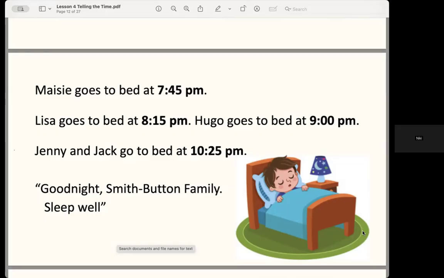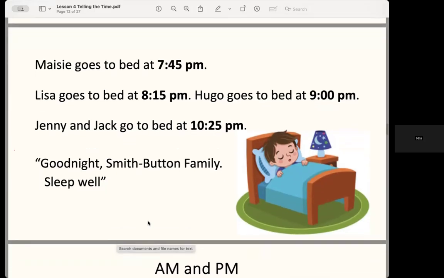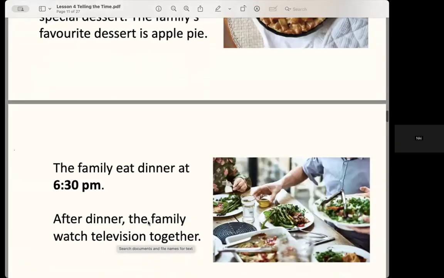Okay, that was really nice reading. The way I would do that last little phrase would be like, "Good night, Smith Button family. Sleep well." It's like saying good night, not really a greeting, but like wishing them something. But very nice reading. Thank you, Zakia. Okay, Nahid Sultan, we'll go back to the top again and we'll read again.